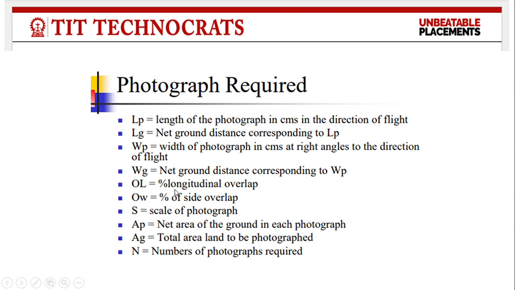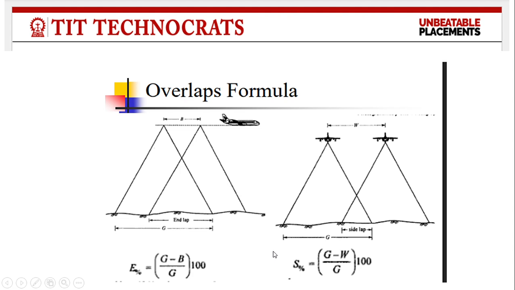OL is the percentage longitudinal overlap. OW is the percentage of side overlap. S is the scale of photograph. AP is the net area of ground in each photograph. AG is the total area to be photographed. N is the number of photographs required. By using the overlap formula, OL percentage is equal to (L_G minus L)/L_G into 100, and here (W_G minus W)/W_G into 100.